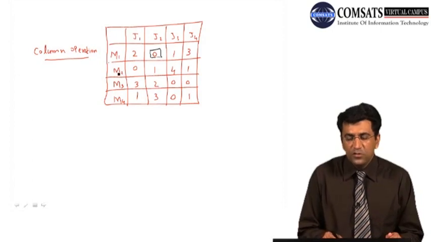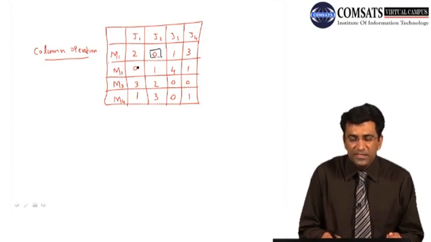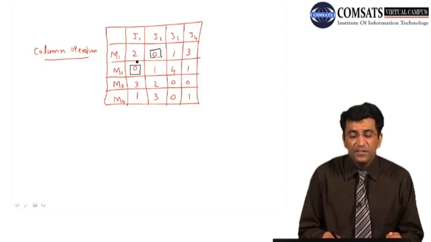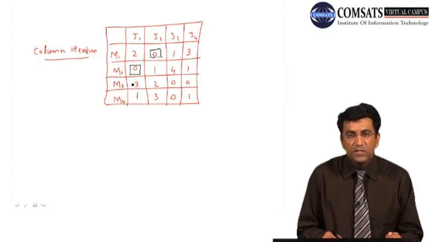Now again, go to the second row. The second row also has one 0. Whenever there is a single 0 in any row, we will assign it. Assign means we will make a square around that 0, and again we will see the other entries in the relevant column. If there is another 0 in the relevant column, we will have to cross it. Now this is very important, but again in this particular column there is no other 0, so we will leave these values unchanged. Again we will move to the third row.